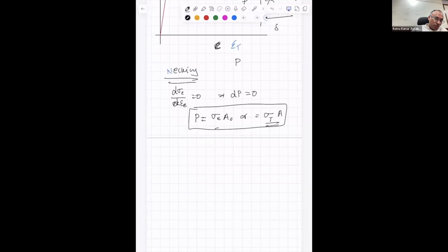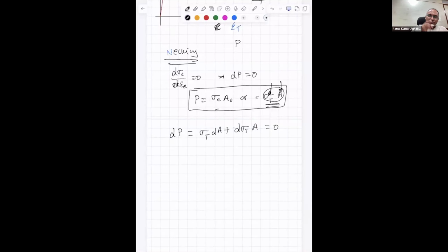So now if you talk about variation in P, look at this: as P is changing, sigma_t changes or not? Yes. As P changes, area also changes. So I can apply the chain rule. I can write this as sigma_t dA plus d sigma_t A. That must be equal to 0.